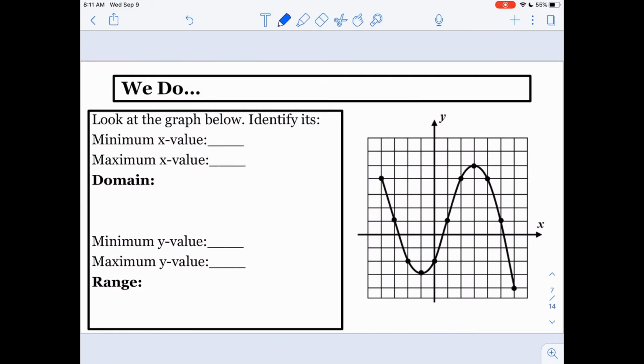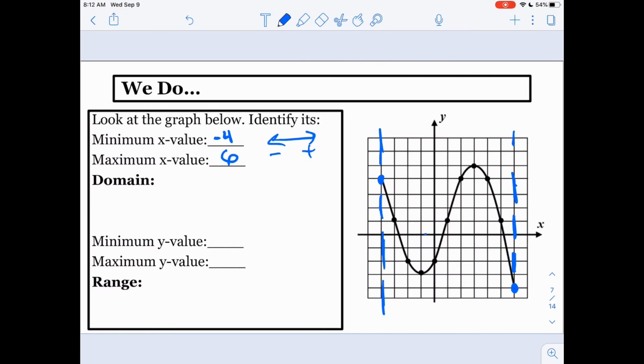Well, the x-axis runs horizontally, so the minimum x value is the leftmost point. So that's this point right here. This point has an x value of -4, so that's my minimum. The maximum x value is the rightmost point, so that's this point right here. We see it has a maximum x value of 6.